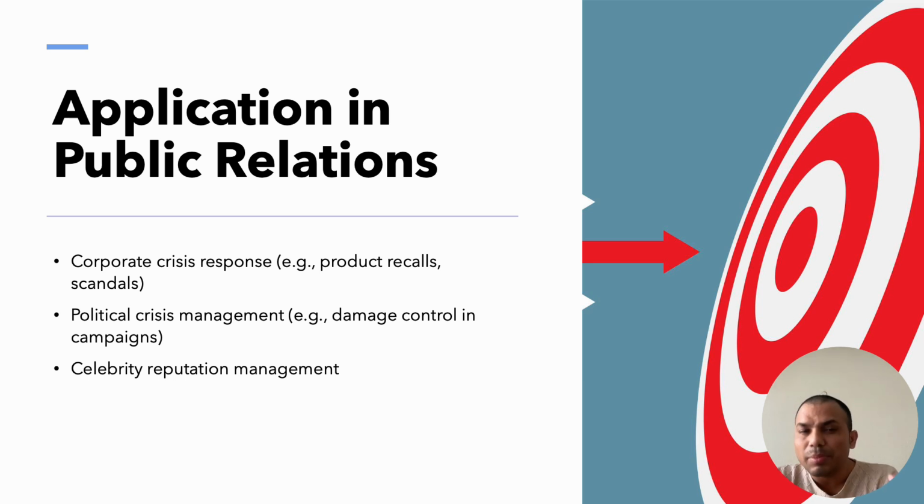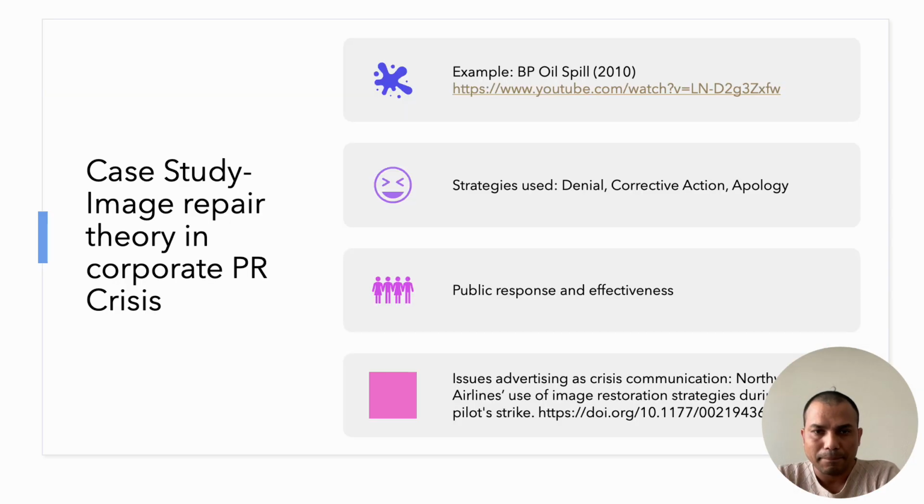So these are some of the examples of what context of public relation we can use the image restoration or the image repair theory. So here I have attached one example of a crisis and how the organization handled that crisis. So we can apply this image restoration or the image repair theory on this crisis and analyze that.